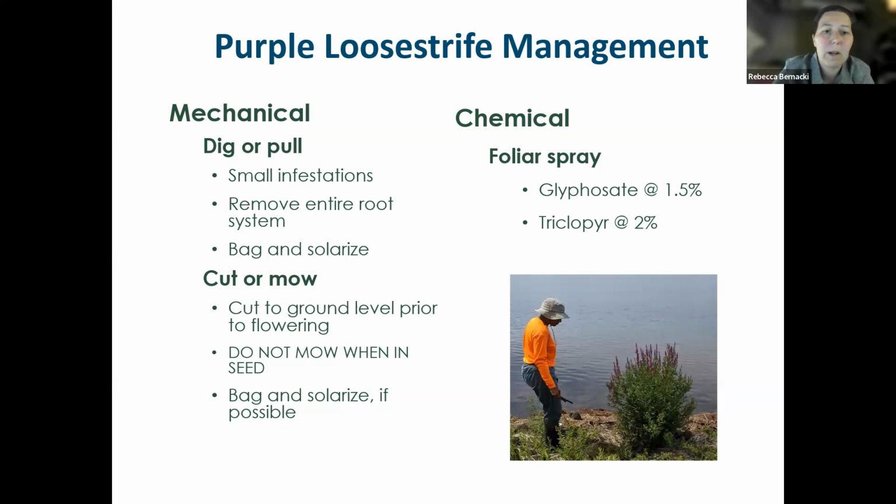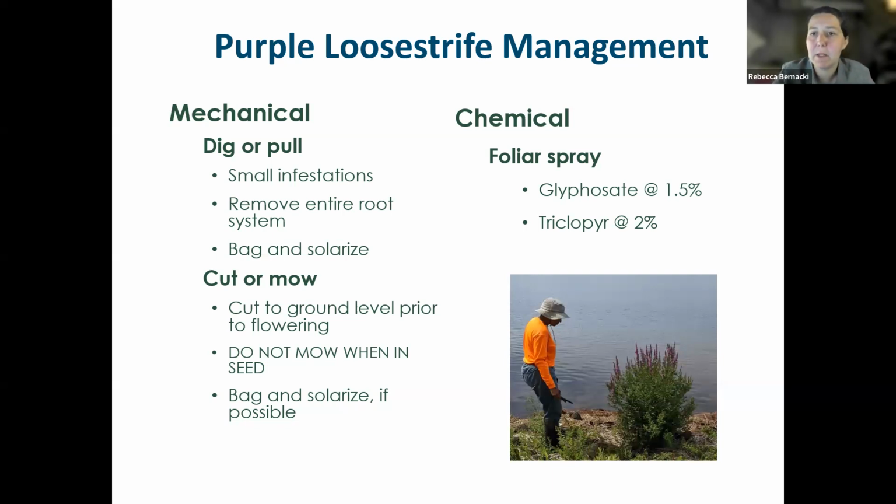We want to cut it to ground level prior to flowering, and we always want to be sure to not mow when it's in seed. As we just talked about, it produces lots and lots of seeds, and mowing would just spread those around. If at all possible, after we mow, we do want to rake up that plant material and bag it and solarize it. We can also use a foliar spray as a chemical treatment for the species.